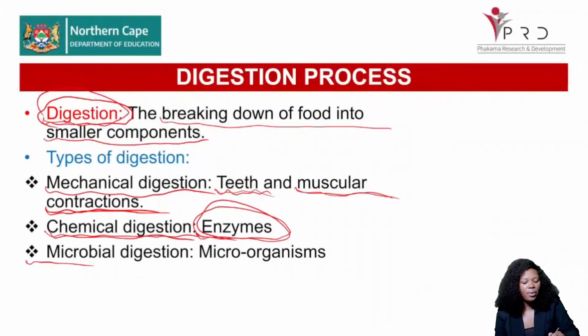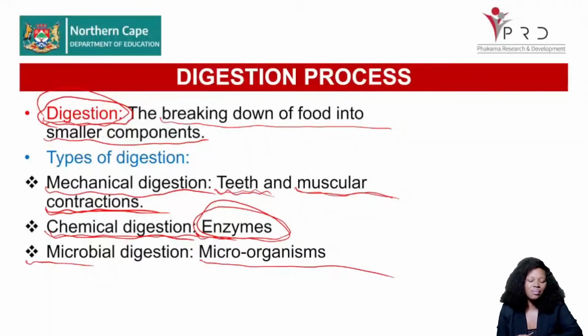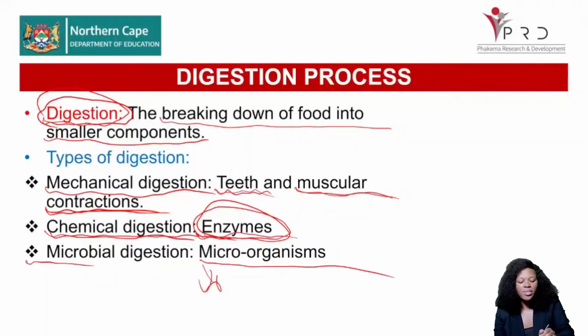Right? Our third type is microbial digestion, also referred to as fermentation. Microbial digestion is where the nutrients are digested by microorganisms. Where in the digestive system there are microorganisms, you will know that microbial digestion or fermentation takes place. Where there are enzymes, you will know that chemical or enzymatic digestion takes place. Where there are teeth or muscular contraction, you will know that physical or mechanical digestion takes place.